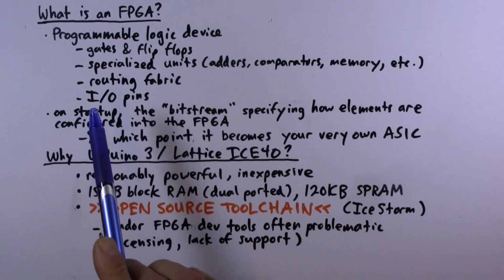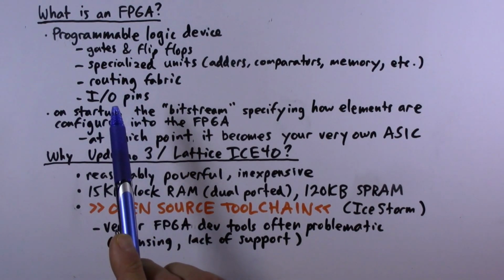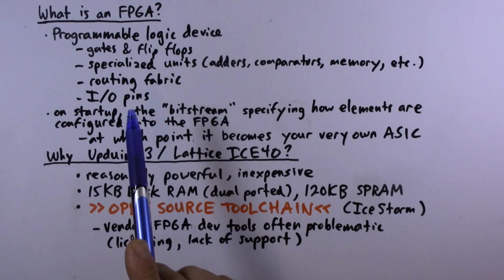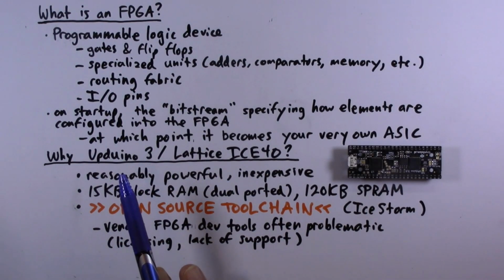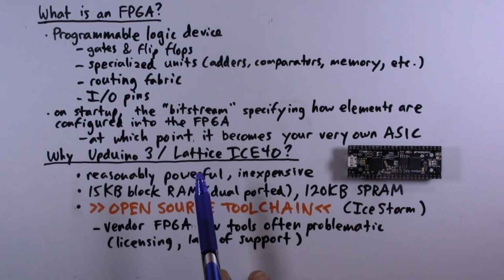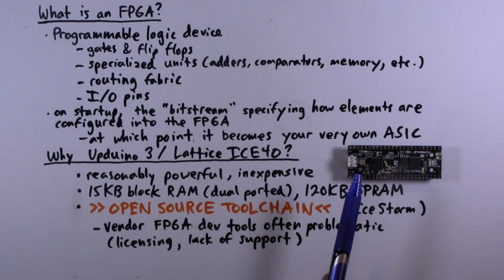And then it is possible to route signals inside the FPGA to I/O pins so that your FPGA can react to signals in your circuit and also produce signals that will be sent to your circuit. So let's talk about why I've chosen this particular FPGA dev board, which is the Upduino 3, which uses a Lattice ICE40 series FPGA on it.